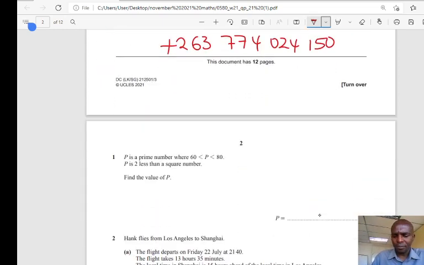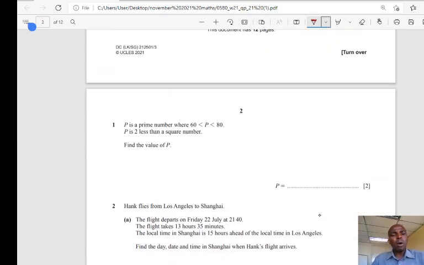Question number 1. It reads, P is a prime number where P lies between 60 and 80. It's a prime number that is between 60 and 80. Then P is 2 less than a square number. A square number is a number whose square root is an integer. An integer is just a whole number. Then find the value of P.